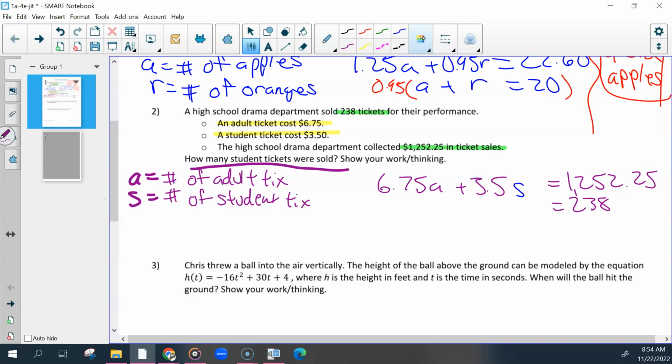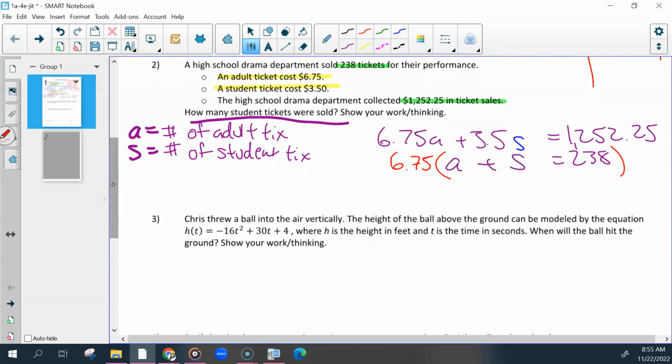238 is the number of total tickets. A and S represent number of tickets, so we would be adding those together. Because we are only looking for number of student tickets, we can get rid of the adult tickets if they're the same. So we can multiply this by 6.75. Let me write this here.